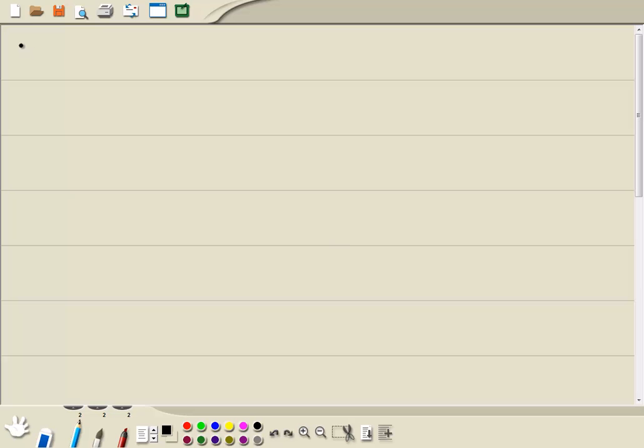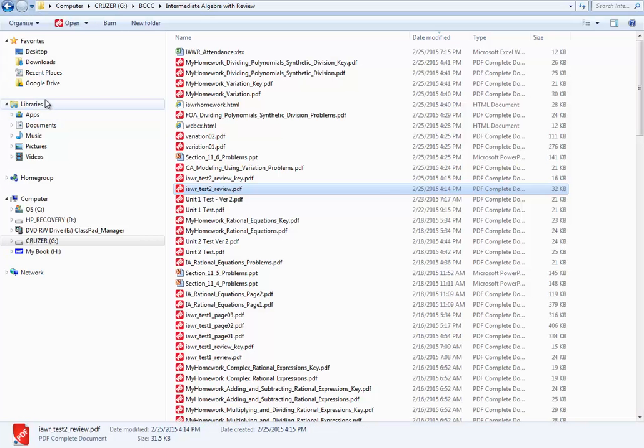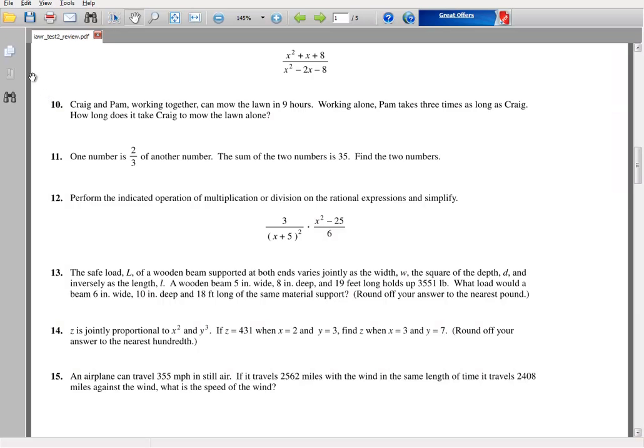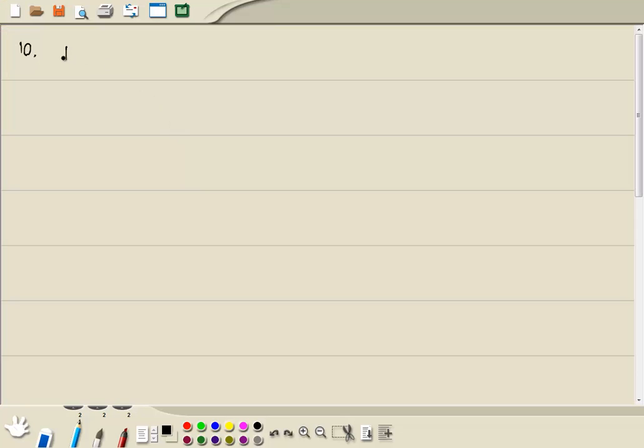Okay, let's look at problem number 10. Craig and Pam working together can mow the lawn in 9 hours. Working alone, Pam takes 3 times as long as Craig. How long does it take Craig to mow the lawn alone? So let's look at Craig first. This is a shared work problem, so Craig would be 1 over x.